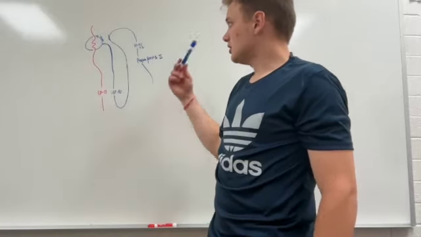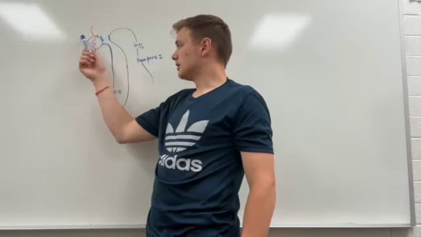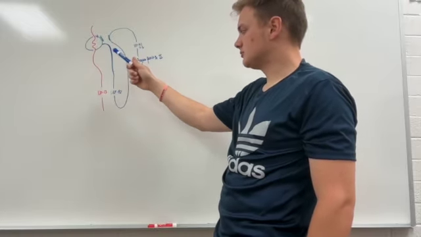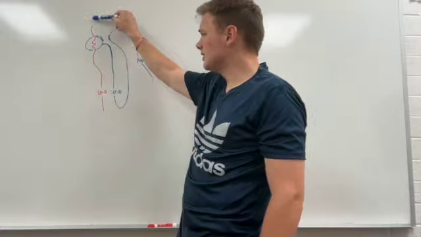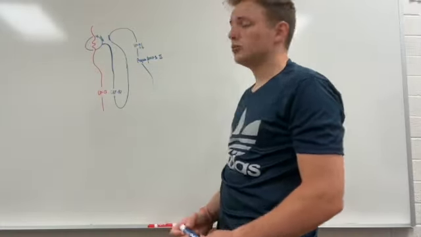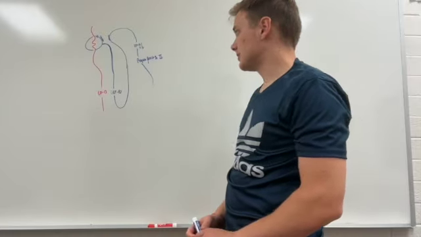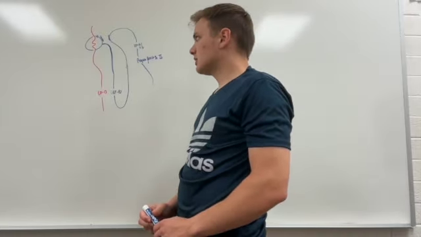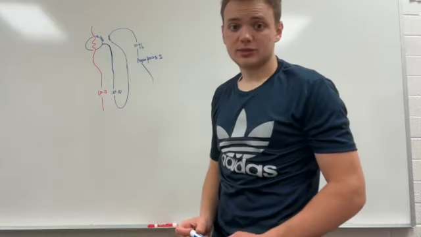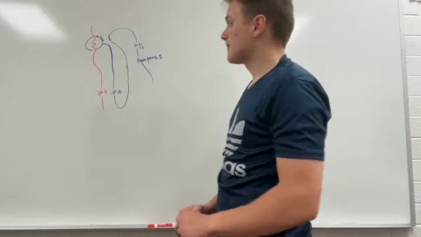Here I have drawn the glomerulus and the subsequent track of the nephron, and this is the afferent arteriole and efferent arteriole. I want to talk about a couple things with what's going on here. First, let's talk about how a concentration gradient is established in the medullas of the kidney.